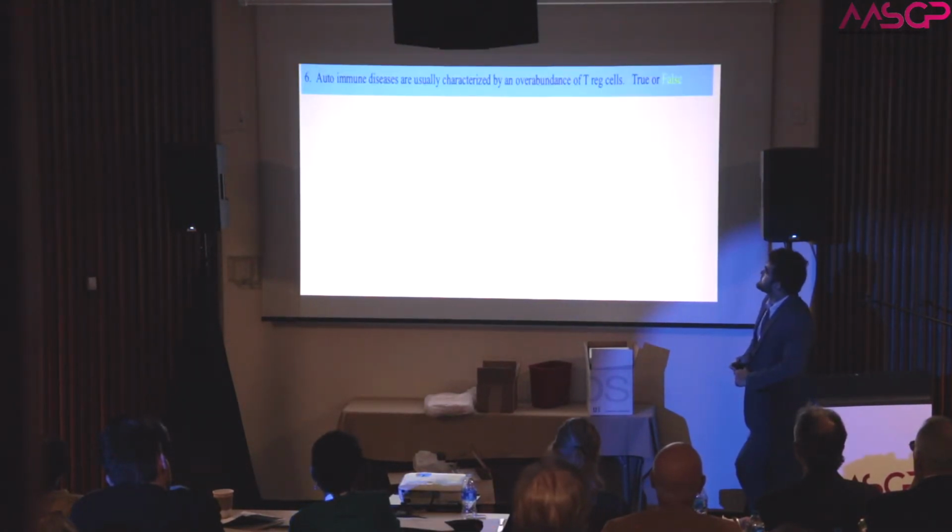Autoimmune diseases are characterized by an overabundance of Treg cells. That's false. It's the opposite. You need the Treg cells to control. It's called your peripheral tolerance.